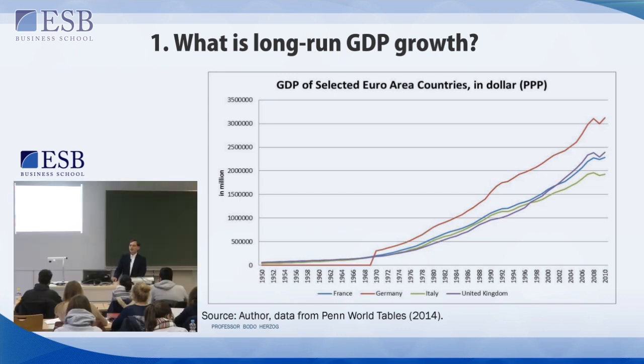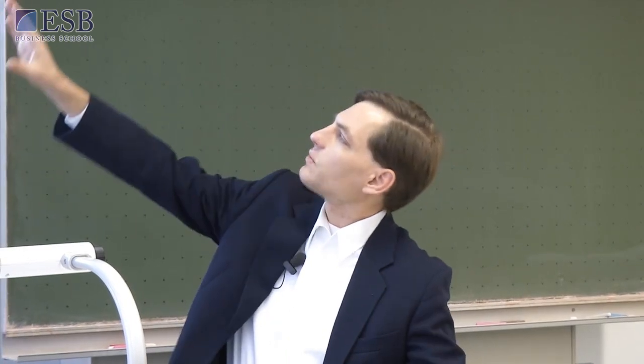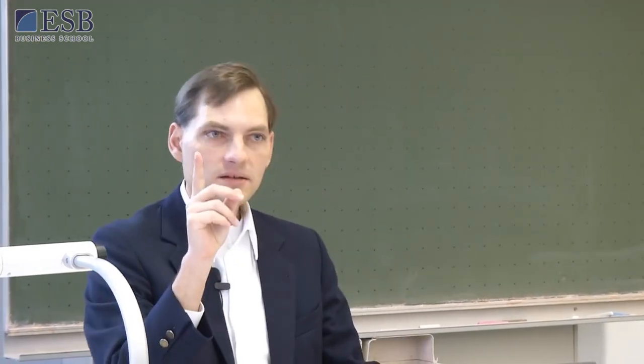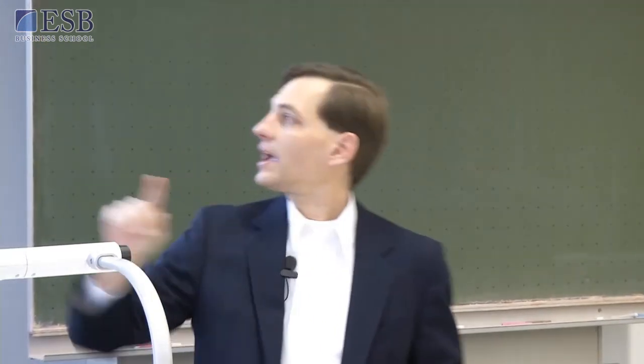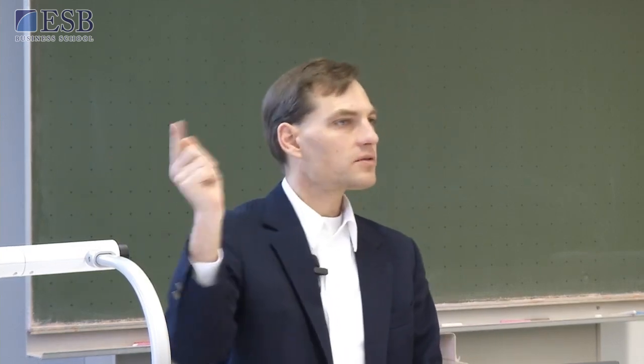Okay. Here's a graph that illustrates, for a selected group of Euro area countries, France, Germany, Italy, and the United Kingdom, GDP from the 1950s to 2010. What we can see, well, GDP is growing. Yeah, it's the absolute value. It's not the growth rate so far. You know, the growth rate is based on the annual change from year to year.